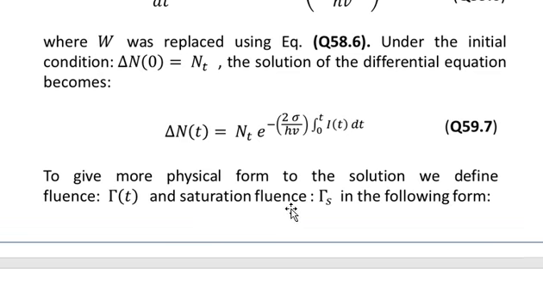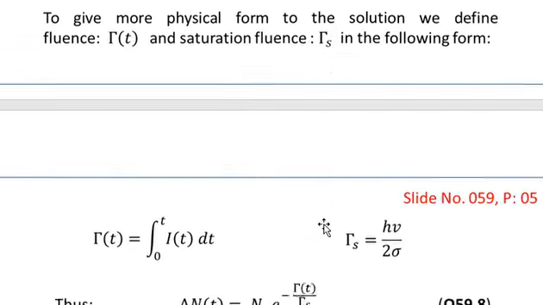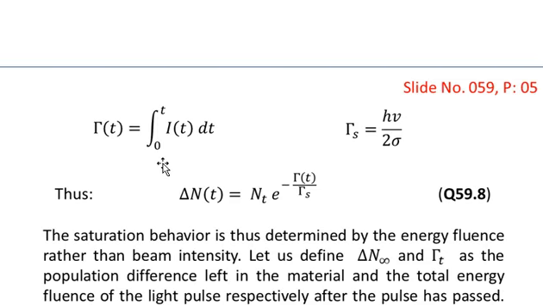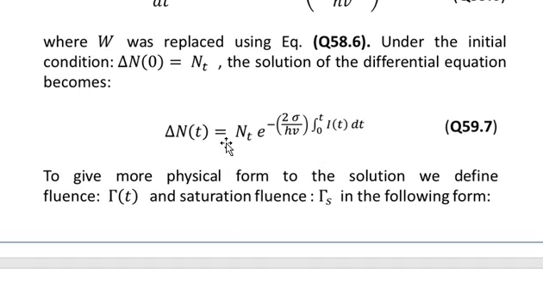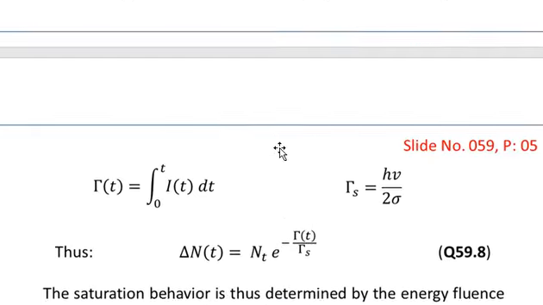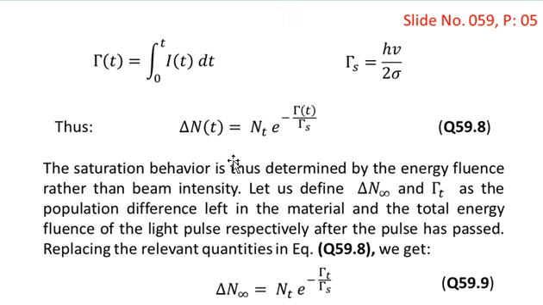And we are also introducing the saturation fluence gamma s in the following form. So we have gamma of t as the integral from 0 to t of I of t dt, where I of t is the intensity of the pulse at time t. And then we have gamma s, the saturation fluence, defined as h nu over 2 sigma. Using these two expressions, we can rewrite equation number 7 in the following form, as given in equation number 8, in terms of the fluence parameters.